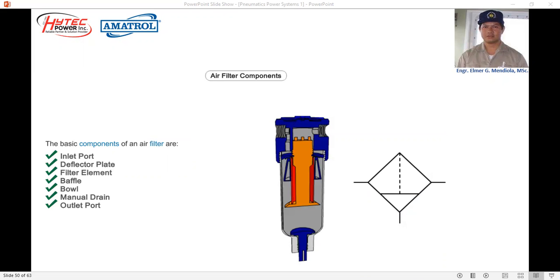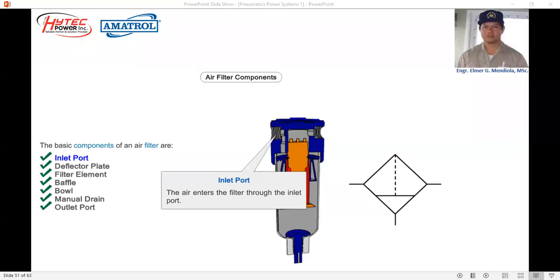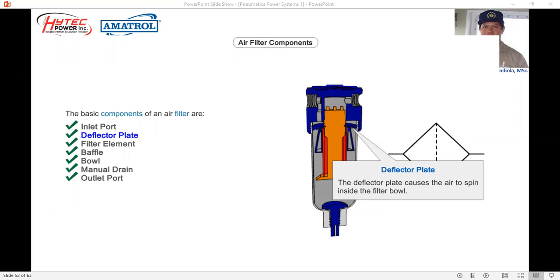So here is a cross-sectional view of a typical air filter showing its components. So first, we have the inlet port. This is usually the port where the untreated air enters the filter. Next, we have the deflector plate. So the deflector plate causes the air to spin inside the filter bowl. So this swirling motion causes centrifugal force, which separates the larger particles from the air and collected at the bottom of the filter bowl.